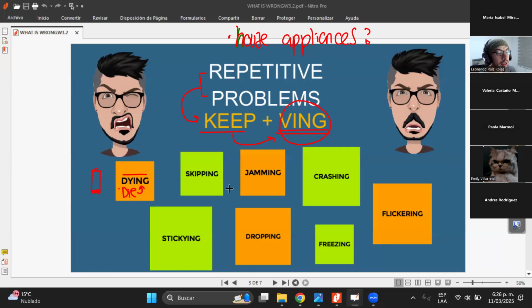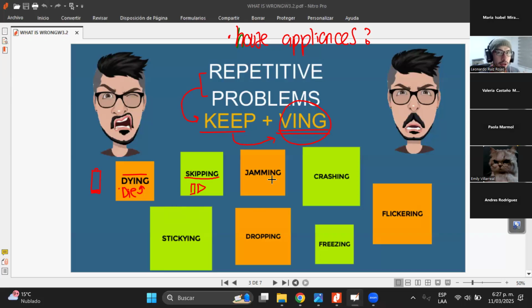Okay. Now we have the verb skipping, which in this case is more related to when something goes to the next one without control. For example, imagine that you are in Spotify, and the music keeps skipping. It means that automatically it keeps changing the song, right? Or for example, if you are in Netflix and you're watching an episode of something, and then it keeps skipping. So it means that it automatically changes to the next one, right?